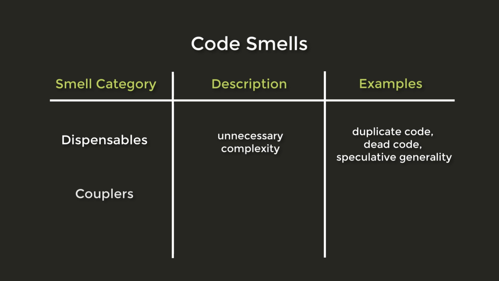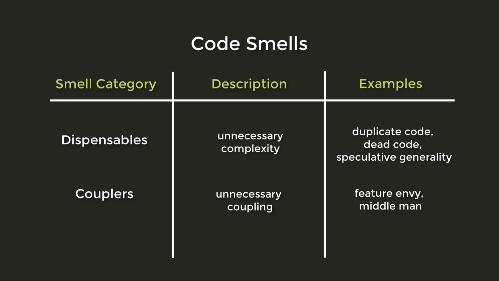Finally, couplers are smells that encompass code changes that exhibit unnecessary coupling. Examples of this include feature envy, where one method wishes it were another and acts as if it were another, or a middleman, where a method just coordinates the actions of other methods but doesn't actually do anything itself.